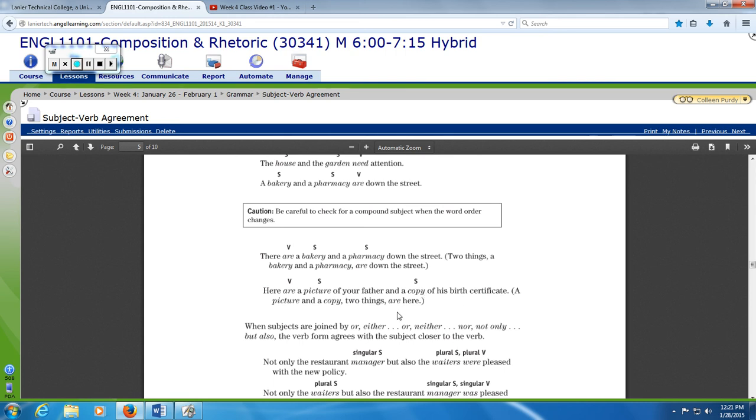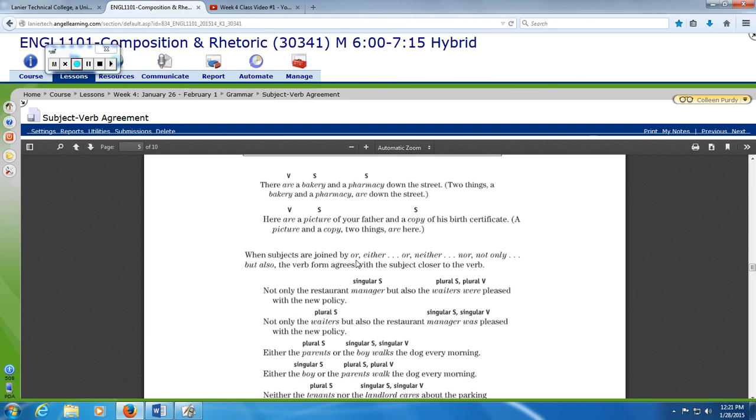in this case. Okay? Now, when the subjects are joined by or, either or, neither nor, not only but also, you have to look at the verb form. These are not automatically considered compound. You won't necessarily consider these plural subjects. These are conjunctions. This is called correlative conjunction, and they come in pairs: either or, neither nor, not only but also. There may be one more, but these are the most common.